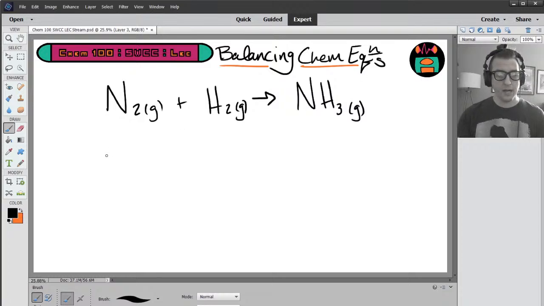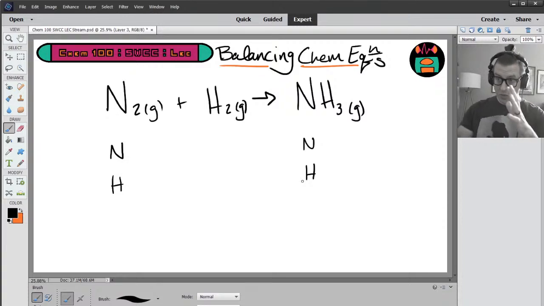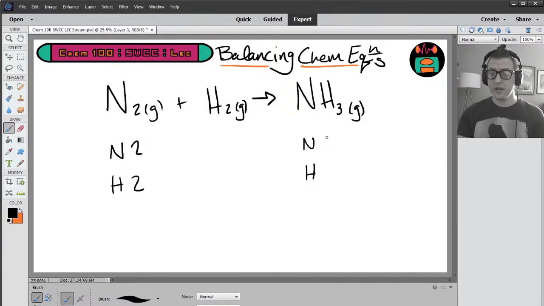So again, as always, we start by taking an inventory of the number of atoms on either side of our equation, because we know that matter cannot be created or destroyed, and so it's our job when we're balancing a chemical reaction to make sure that the number of atoms on the reactant side is the same as the number of atoms on the product side. So on the reactant side, we have 2 nitrogen and 2 hydrogen atoms. On the product side, we have 1 nitrogen and 3 hydrogen atoms.